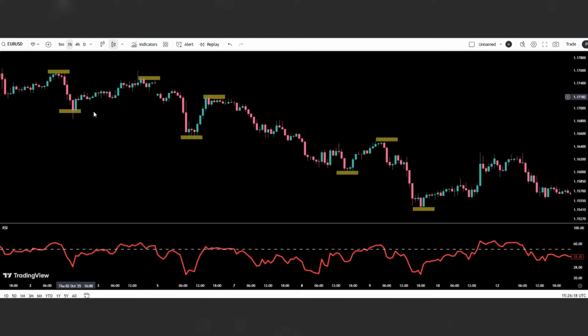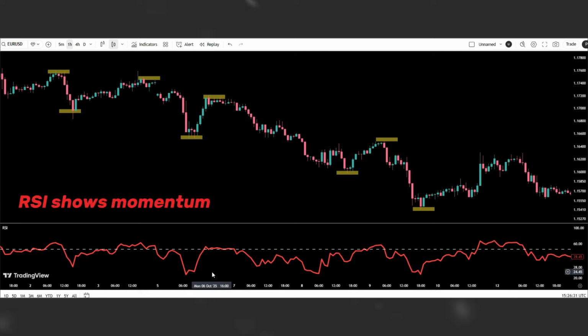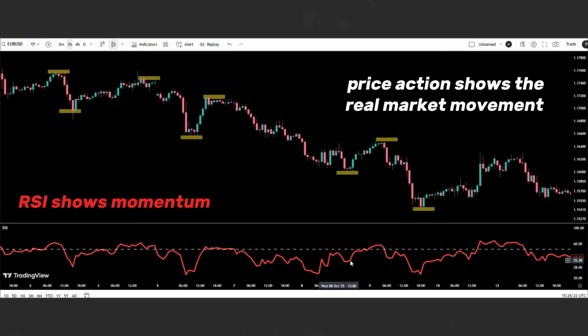Now look at another chart. Here the price is making lower lows and lower highs. This is a downtrend. When RSI stays below the 50 level, it confirms that selling pressure is stronger than buying pressure. You might ask, why do we need price action if we already have RSI? The answer is simple. RSI shows momentum, but price action shows the real market movement. When momentum and price structure agree, the probability of success increases.